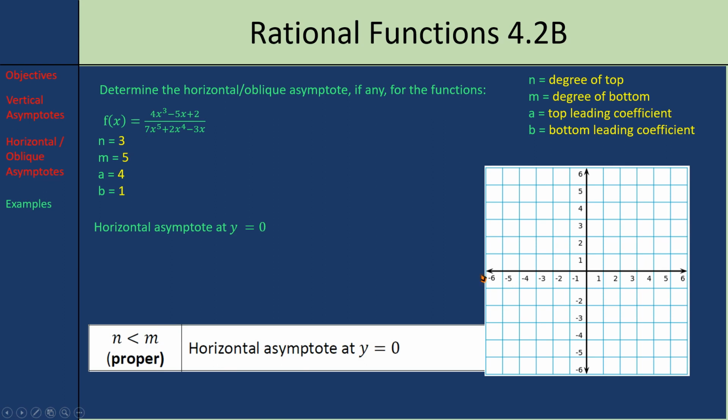So there is my asymptote running across y is equal to 0. So the graph approaches it as it goes on.